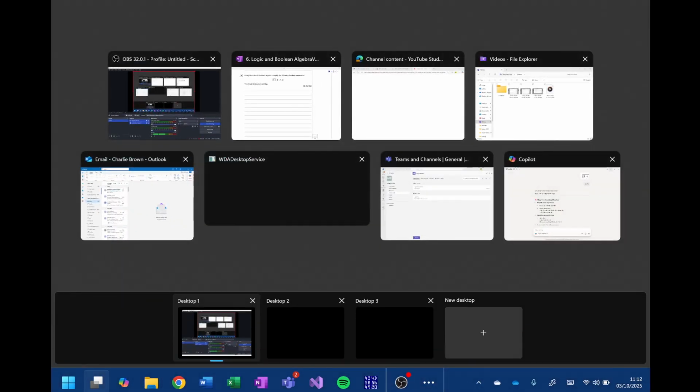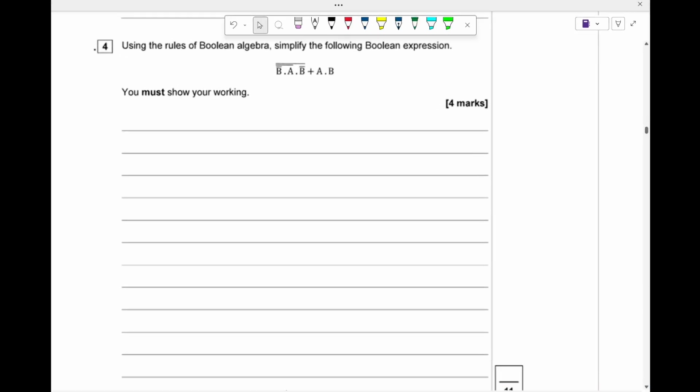Okay, right, hello, this is question, I don't know actually, what question is this? This is question 4 on page 6. Right, okay, let's make a start.